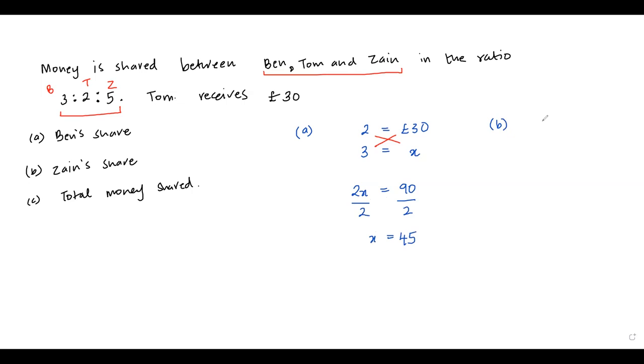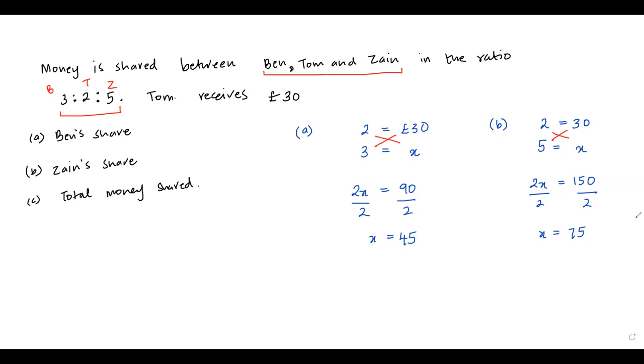B part, we will do the same thing for Zane's share. Try it out. Done? Okay, now the total money shared. You know you can add the 30, 45, and 75. But if you are using ratios alone, how can you find it? What if I never gave you part A and part B in the question? Then do you know Ben's and Zane's share? You don't know, right? You are not going to waste time finding them individually as well.